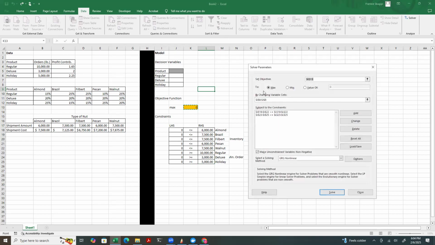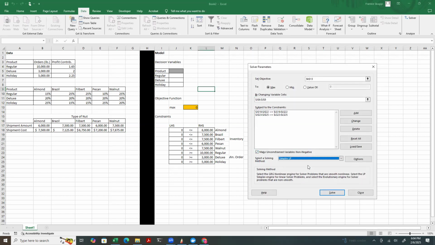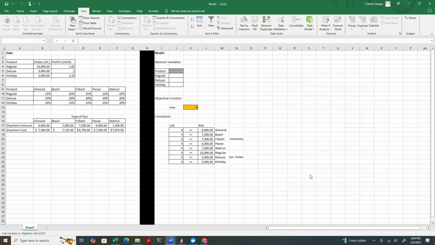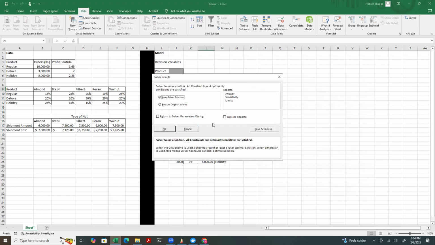All right, so that all looks good. We do want to make unconstrained variables non-negative, and we'll say Simplex LP solver. So at this point, we're all good to go. So we'll solve the model. And we end up at a result. So that's all looking good. Just given the nature of the lecture tonight, I'll go ahead and show the reports.